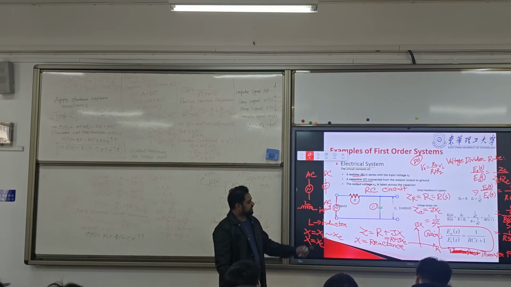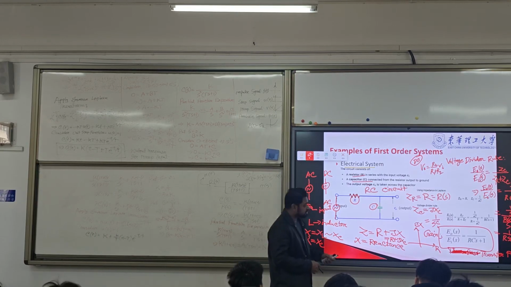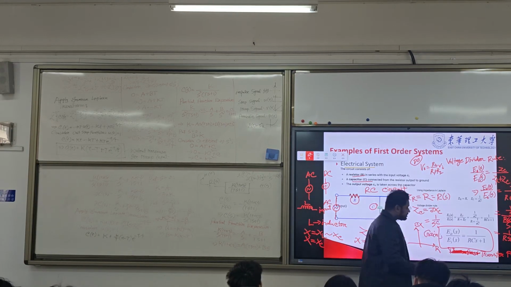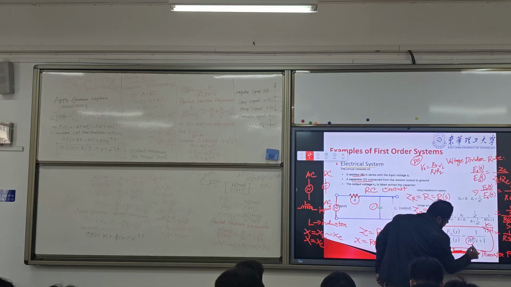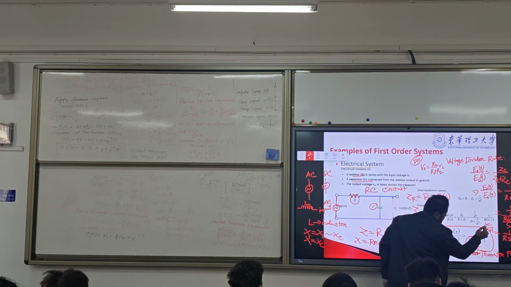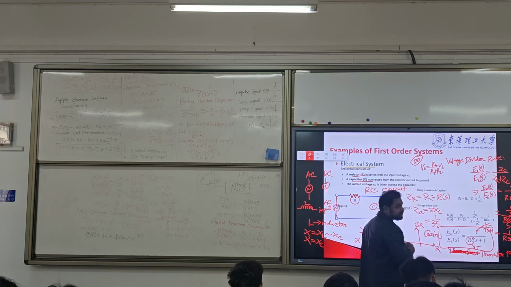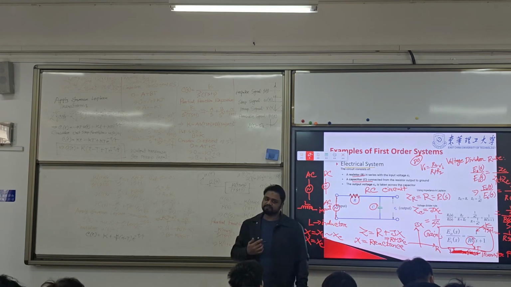So that's the analysis for the first order system. You see here, this one looks like K by TS plus 1. This is T, this is K. K equals 1, T equals RC. That's how this is a first order system.